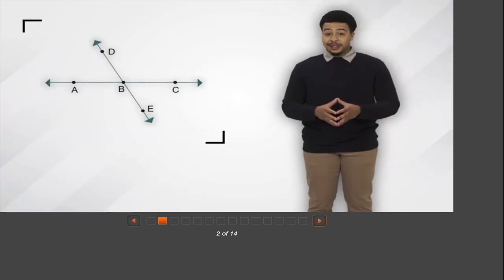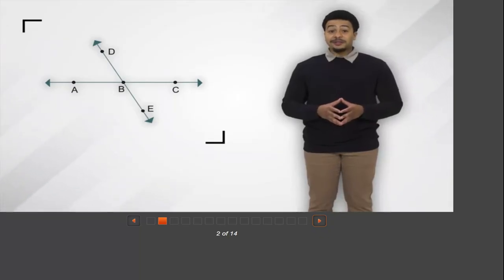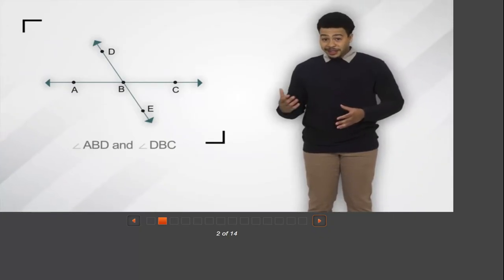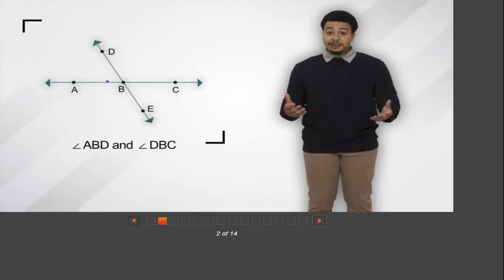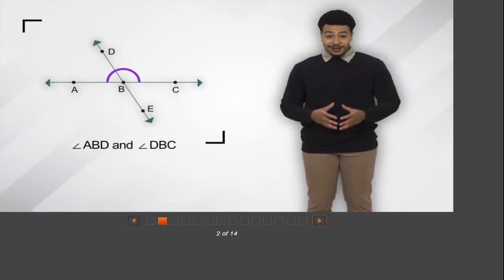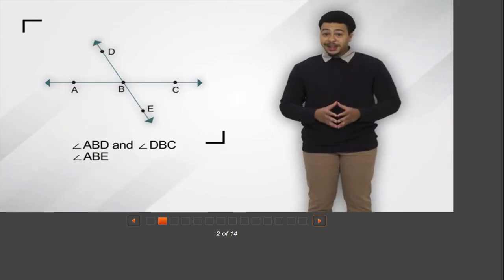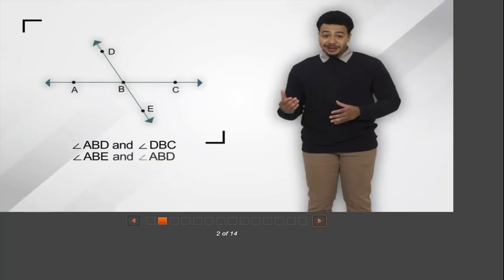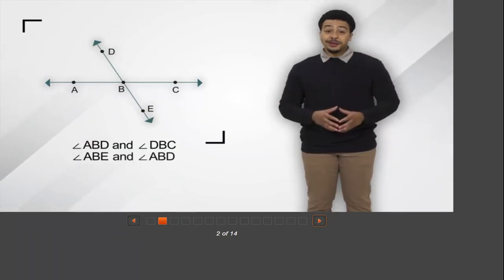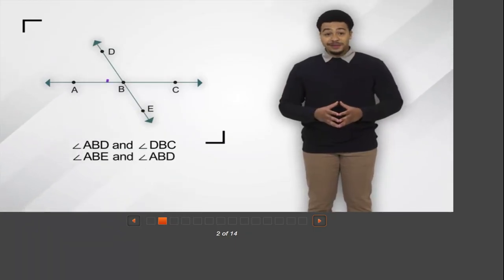Now, when two lines intersect, they create a number of linear pairs. And we're going to identify some of them here. ABD and DBC make up a linear pair that you can see in the diagram. Now, if we start with ABE, can you identify any of the angles which make up a pair with it? Well, if you said that angle ABD pairs up with ABE, then you'd be correct, because this angle right here, ABD and ABE, make a linear pair.